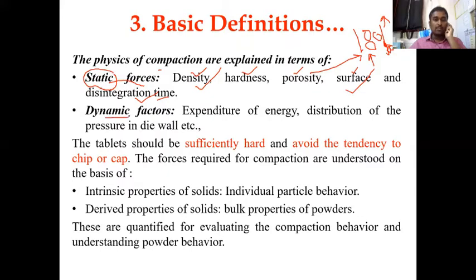Similarly, the dynamic forces, the forces at dynamic level, are nothing but the expenditure of energy utilized to compress, and the distribution of pressure in the die wall. So when you're punching the tablet, whether the pressure is uniformly distributed or not in the entire tablet is the distribution of forces. So these are the two main forces which affect the tablet compression process.